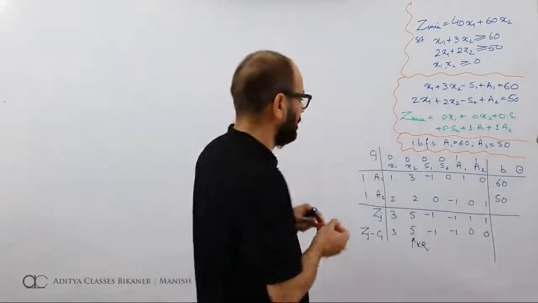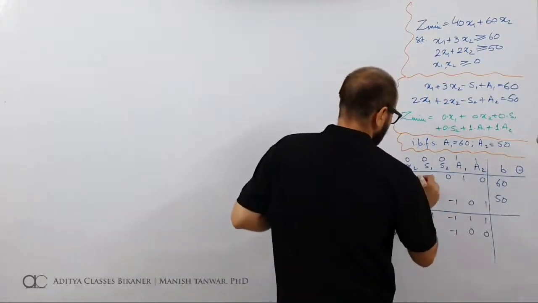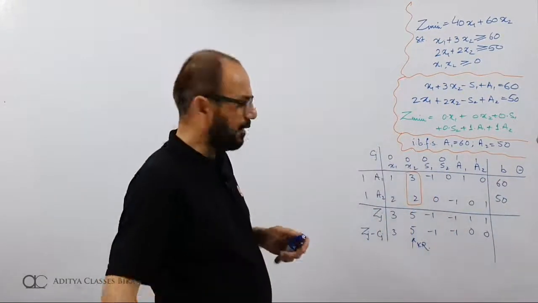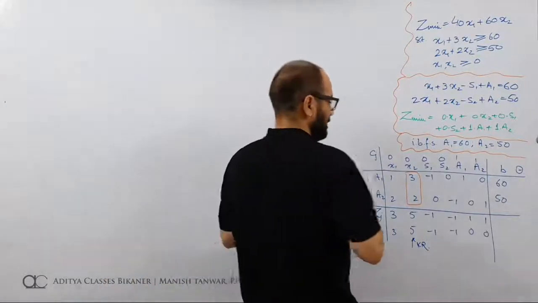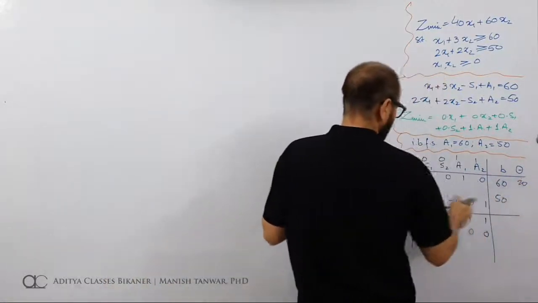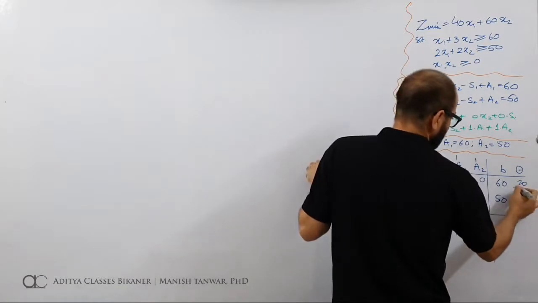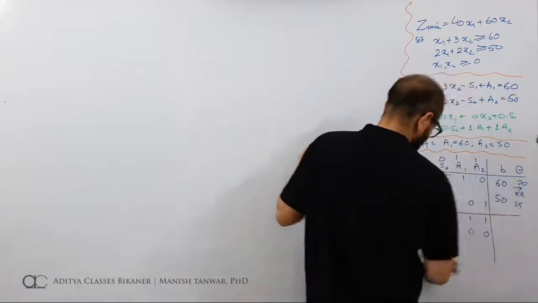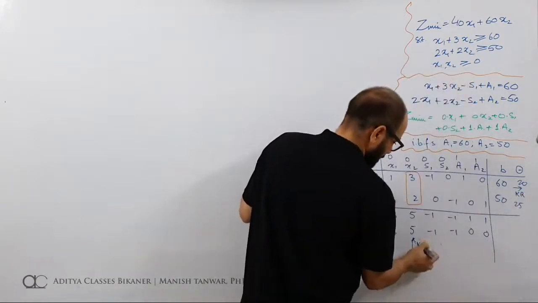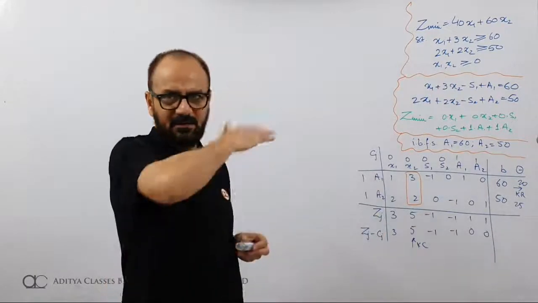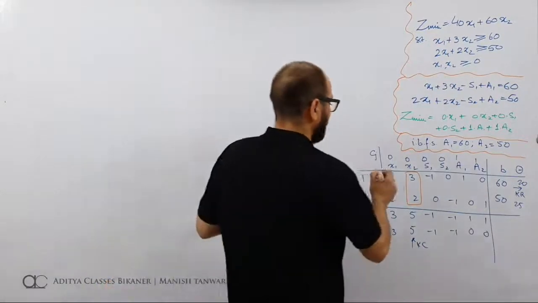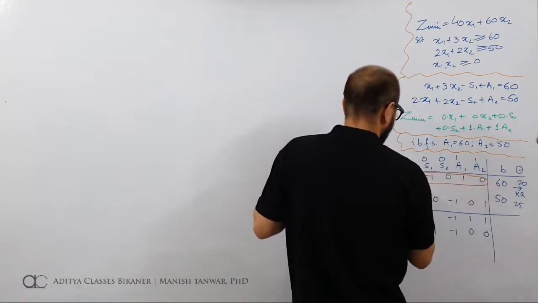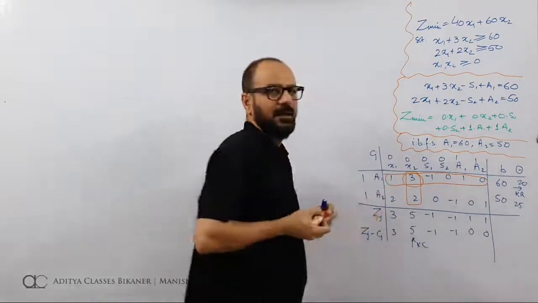How do we decide upon key column? We divide the B with A, B upon A, and select the least positive. 60 upon 3 would be a 20. 50 upon 2 would be a 25. This is the least positive. So I get my key row. Sorry, this is not key row, rather this is key column. So I have my key column, I have my key row, and I also have my key element.